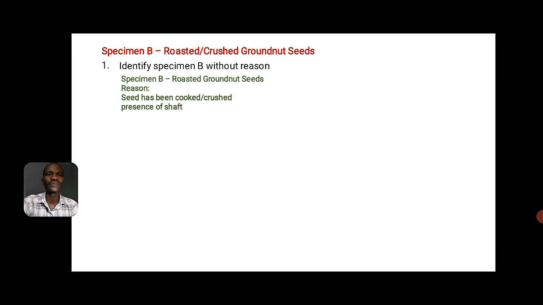So specimen B is roasted or crushed groundnut. It depends on what you are given. If you are given a crushed groundnut, then you write crushed groundnut. If you are given roasted groundnut seed, then you write roasted groundnut seed. On no account must you write the two together. Do not write roasted or crushed groundnut seed, because these are some of the mistakes that students make during WAEC examination, during biology practical examinations.